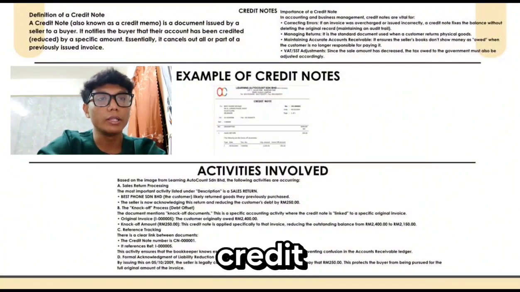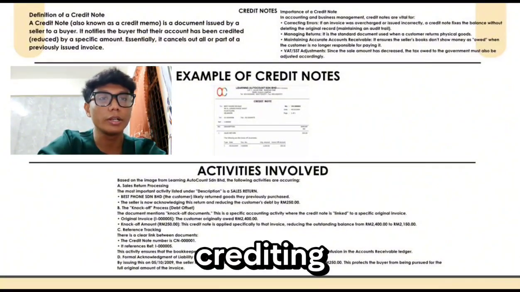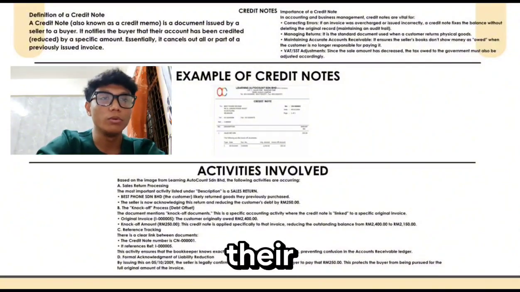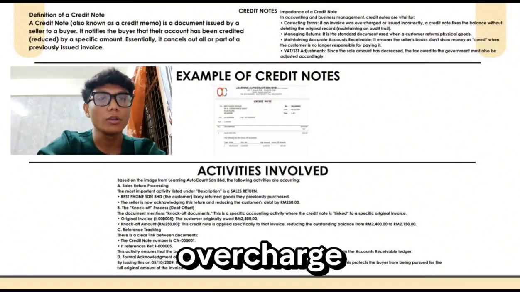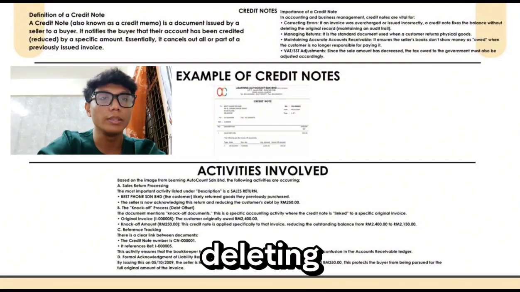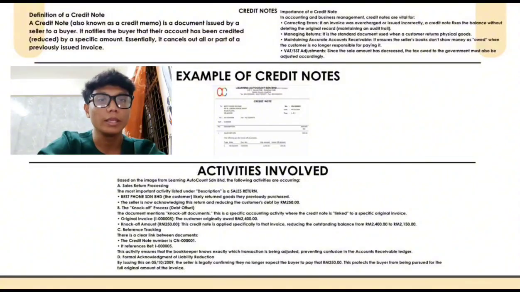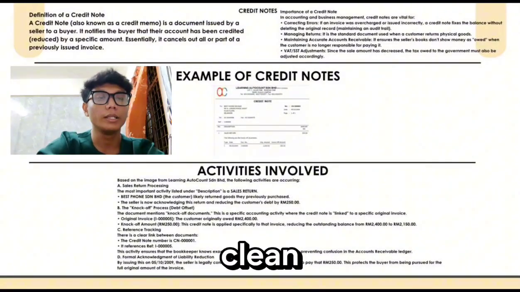It is called a credit note because the seller is crediting your account in their books to lower your balance. It is the most professional way to handle returns, overcharge, or damaged goods without ever deleting the original invoice. It keeps the audit trail clean and honest.